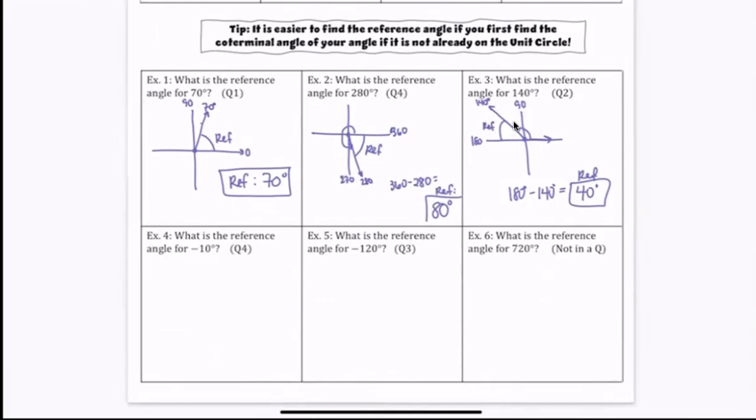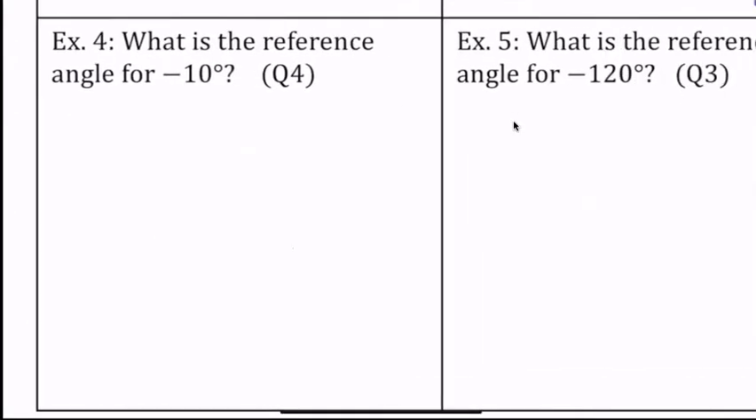Let's try number 4, and then you can try the next couple that aren't on the unit circle. So number 4 says, what is the reference angle for negative 10 degrees? This is not on the unit circle. Our unit circle is from positive 0 to 360. What we're going to do is find a coterminal angle by adding a rotation, because they're currently too small because we're negative. And that'll give us the size of the angle that's on the unit circle that would be in the same spot when it ends as negative 10. And that would be 350 degrees.